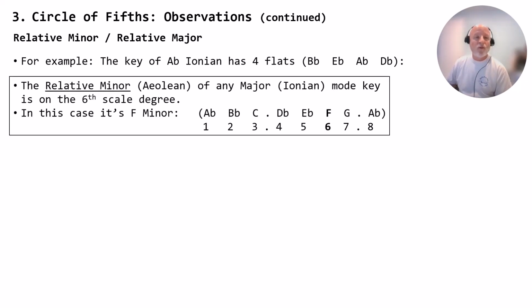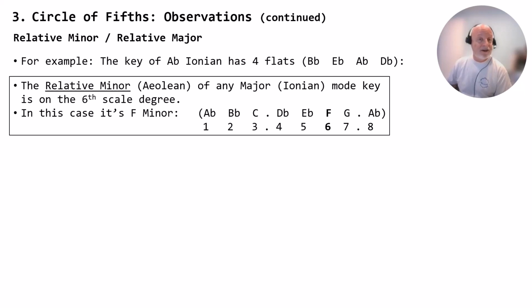Now there's something called the relative minor or Aeolian of any major Ionian mode. The key is on the 6th scale degree of that major scale. So in this case, it's F minor. So let's do the notes of the A flat Ionian. Those are A flat, B flat, C, D flat, E flat, F is the 6th note. So the relative minor of A flat Ionian is F Aeolian, or F minor.